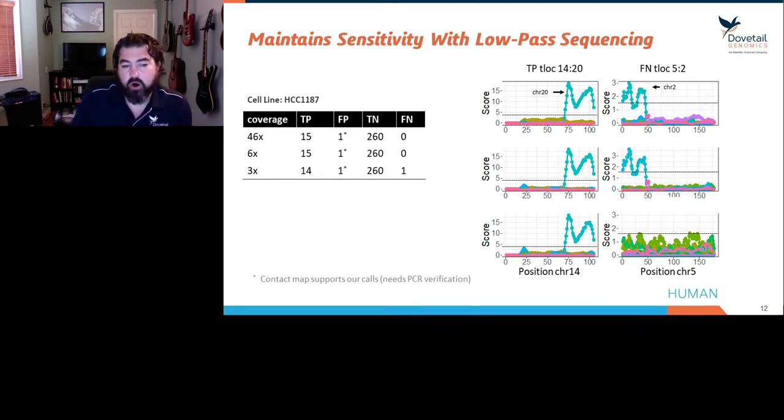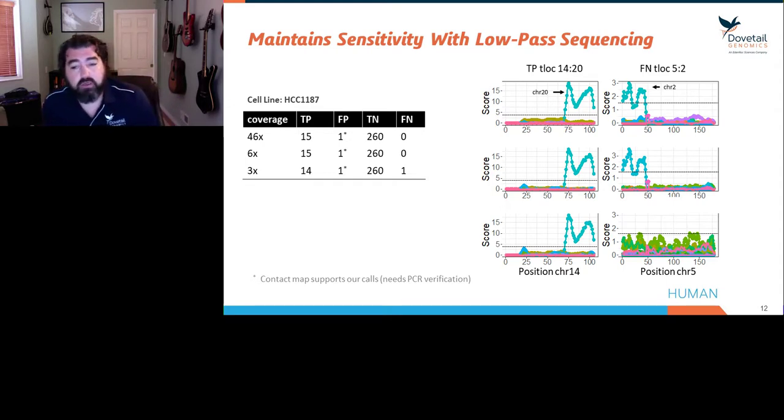So indicating that we are truly calling these translocation events even as we move all the way down into 3x coverage, which is really, really low coverage. And then for the false negative, which is a known translocation event between chromosome 5 and 2, we can see that as we downsample, we maintain the contacts between 46x and 6x coverage, and then that signal goes away at 3x. So we're fairly positive here that we maintain a high degree of sensitivity even as we move all the way down into 3x coverage.